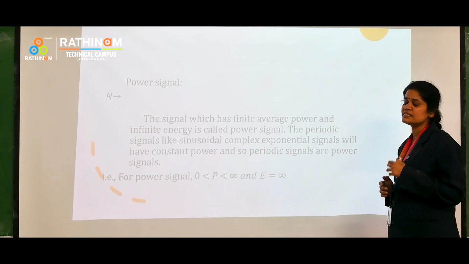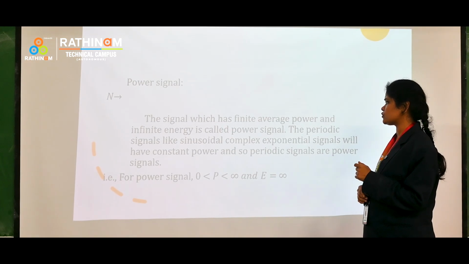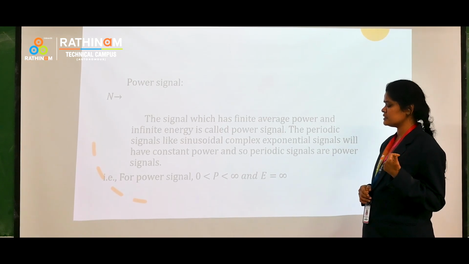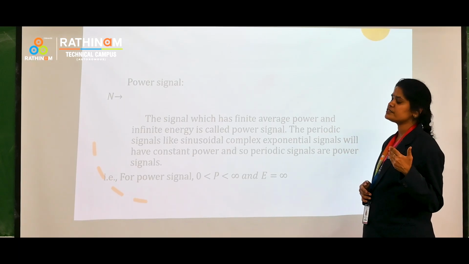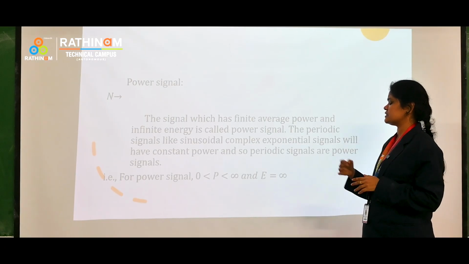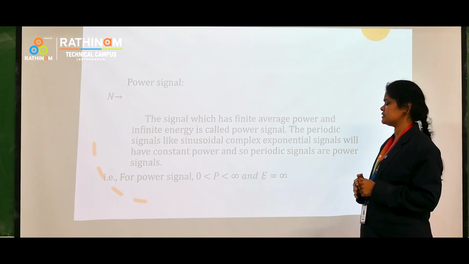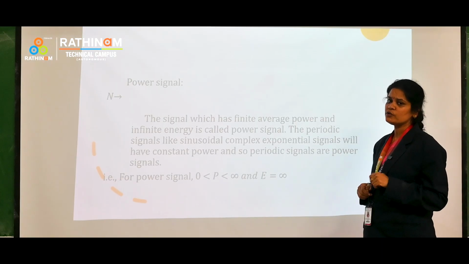Power signal: the signal which has finite average power and infinite energy is called a power signal. The periodic signals like sinusoidal and exponential signals will have constant power, and so periodic signals are power signals. The expression for a power signal is 0 less than P less than infinity and E equal to infinity.